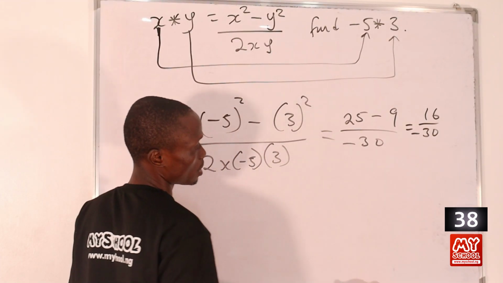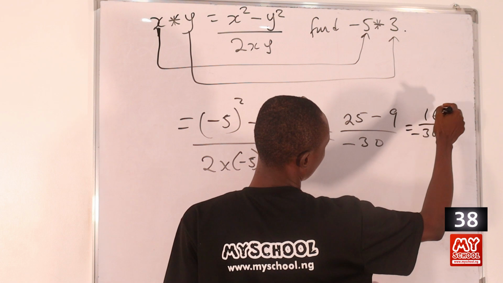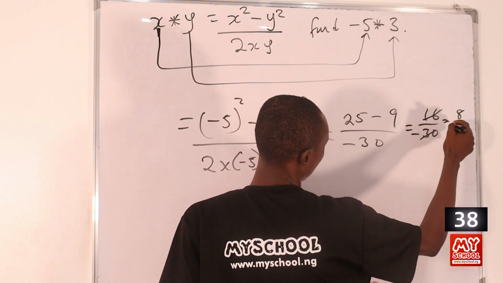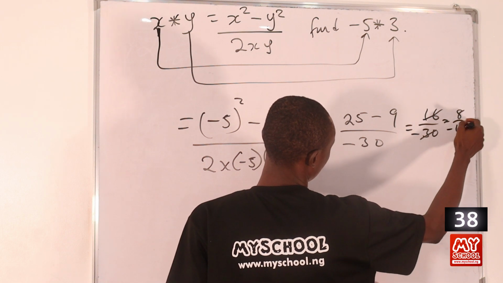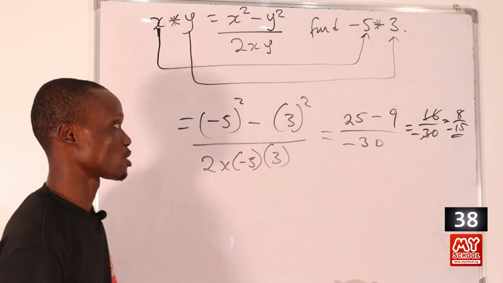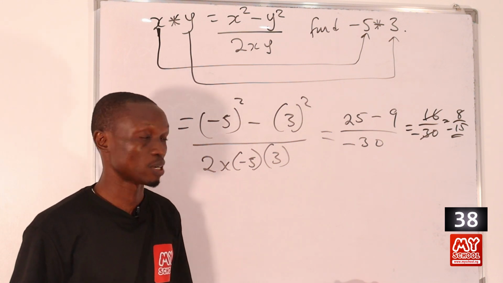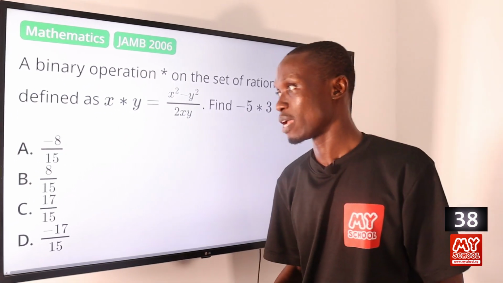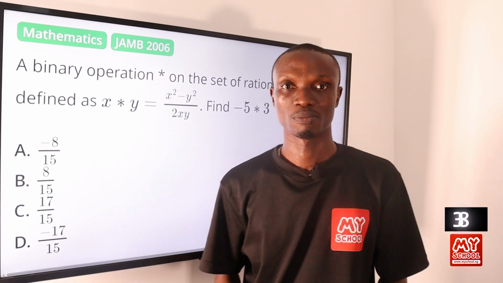So let's break this down. I think 2 can divide. So here we'll be having 8, and here we'll be having minus 15. I think there's nothing again that can divide. So let's return back to the screen to pick the correct answer to this question, and that is option A, minus 8 all over 15.